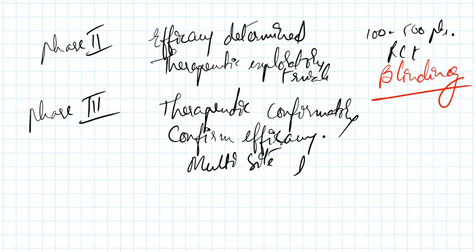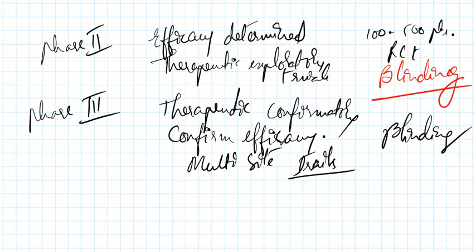You conduct this trial at different places. It's a multi-site trial. Next, it is done in 500 to 3000 patients. It's done for 3 to 5 years. It's a randomized controlled trial, and here also blinding is done.